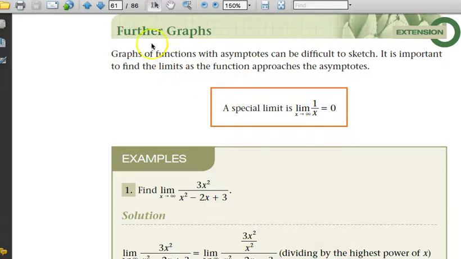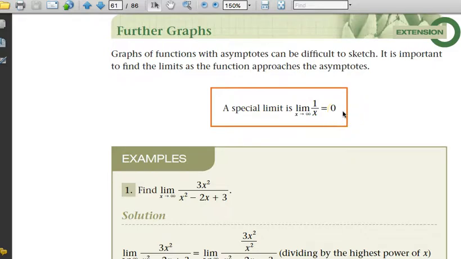All right, further graphs. Now, graphs of functions with asymptotes can be difficult to sketch. This is extension now, extension 1. It is important to find the limits as the function approaches asymptotes. But here is a special limit that you need to know. Can we just write this down? A special limit is the limit as x approaches infinity of the function 1 on x equals 0.